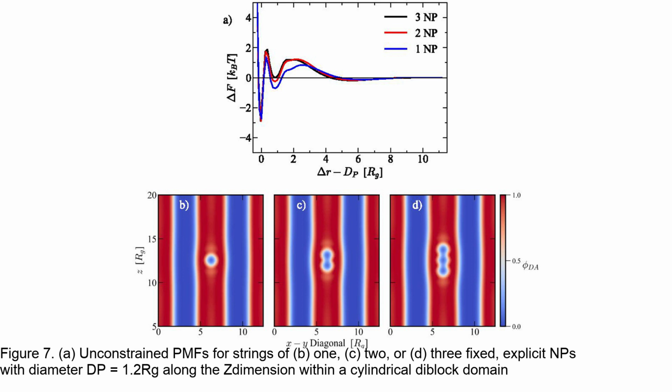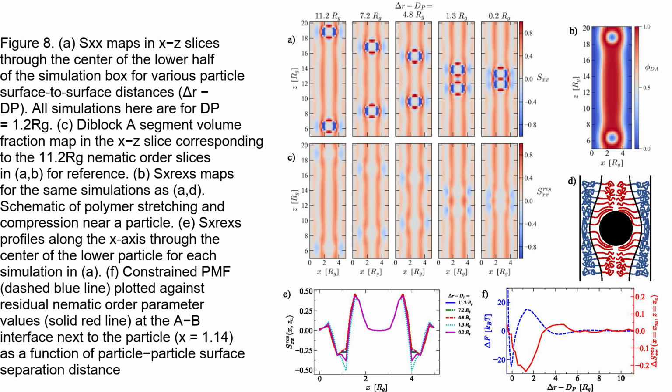spherical NPs. Discussion of the nematic order parameter and polymer conformations near the particles in diblock copolymer domains. The nematic order parameter is used to quantify the alignment of polymer chains near the particles. The results indicate that chain stretching and compression occur near the particles, with the presence of the AB interface influencing the conformations. The relationship between the nematic order parameter and the free energy features is also discussed.